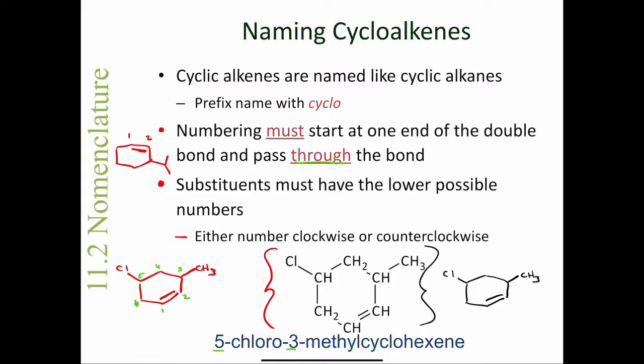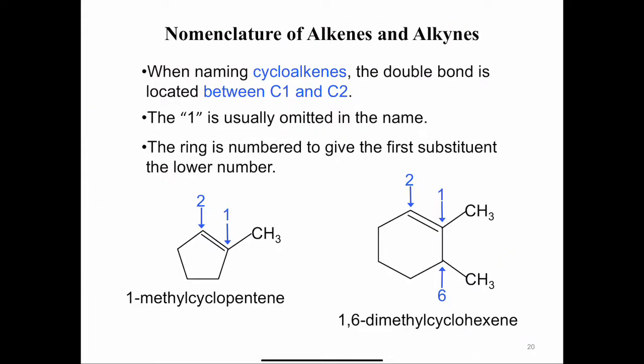Now I've gone ahead and redrawn the bond line structure on the right over here in black, and you can see that if I was to number going through that double bond, so 1, 2, 3, 4, 5, 6, then my two substituents would have the numbers 4 and 6 as opposed to 5 and 3. And 4 and 6 are higher numbers, and so that would break this rule. That would not give the substituents the lowest possible numbers, and therefore this would be the incorrect way to number that cycloalkene. A way of rephrasing what I just stated is that when naming cycloalkenes, the double bond is going to be located between carbons 1 and 2.